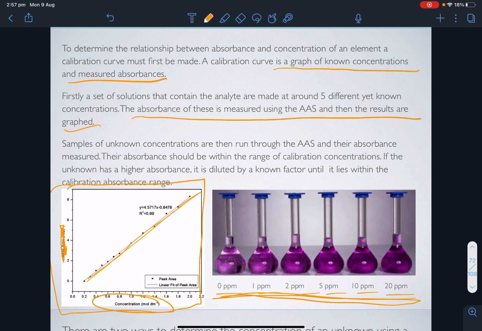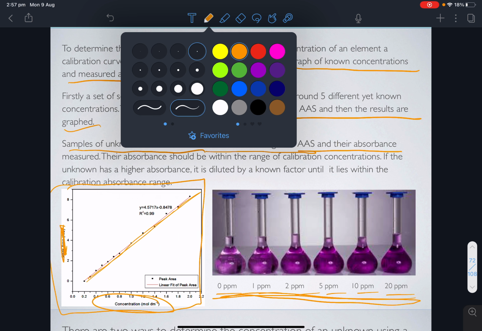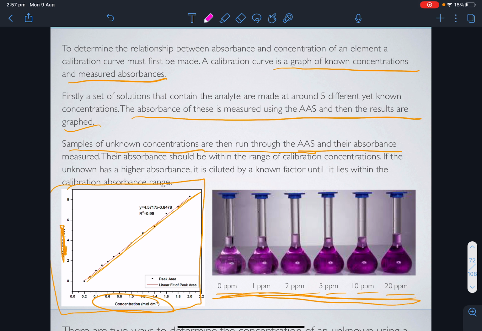From there, we're going to get our samples of unknown concentrations and run them through the atomic absorption spectrometer and measure their absorbance. And then we'll use the graph to go, this one had absorbance here, and then down. Its concentration must be that much.